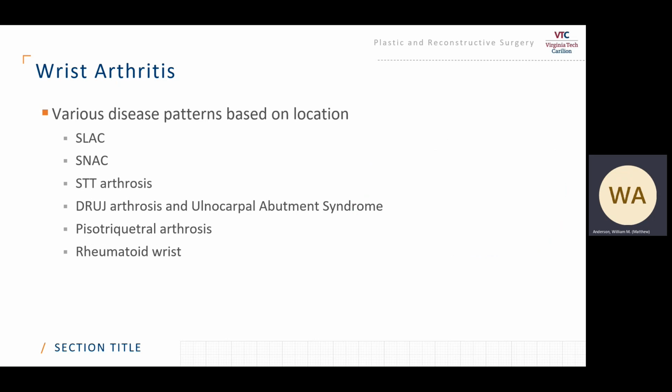Wrist arthritis, at least for the hand surgeon, is typically thought of based on the location of disease. There are various patterns which, as I said before, follow a predictable progression: SLAC wrist, SNAC wrist, STT arthrosis, DRUJ arthrosis, ulnocarpal abutment syndrome, PT arthrosis, and rheumatoid wrist.